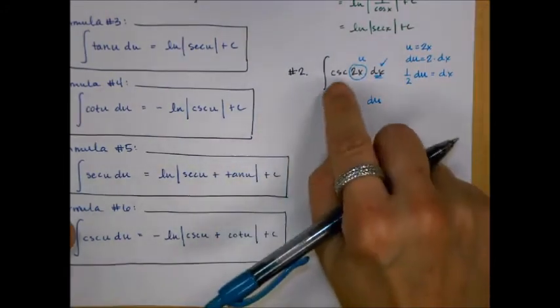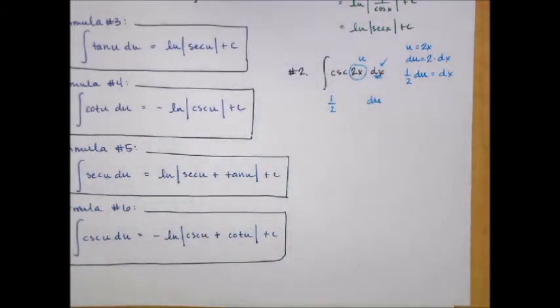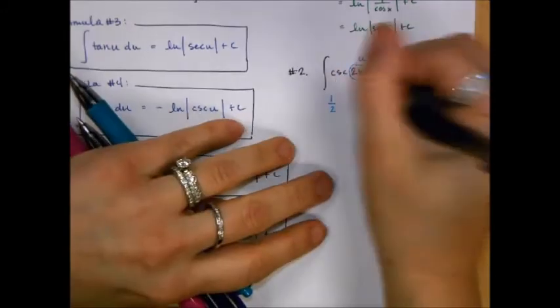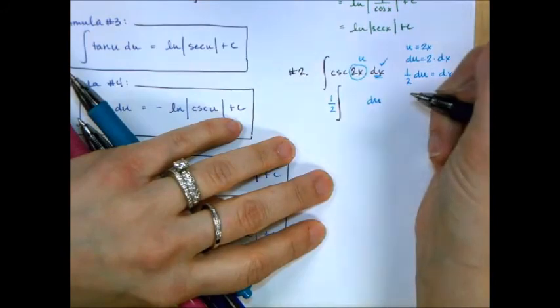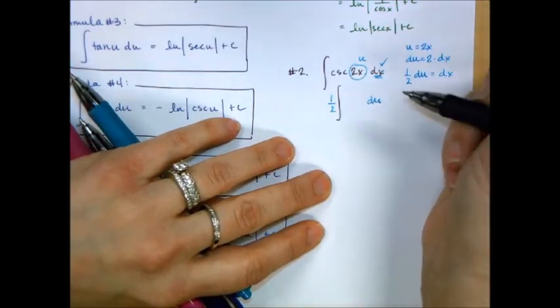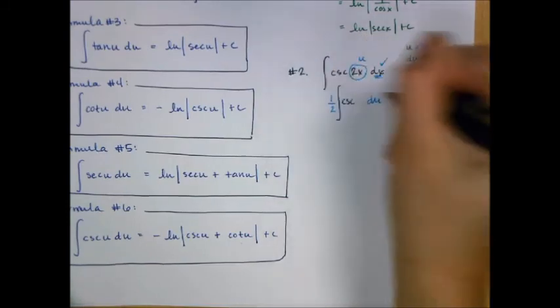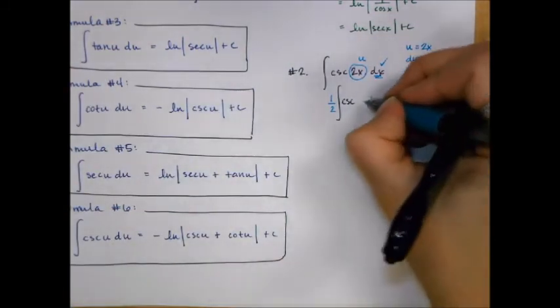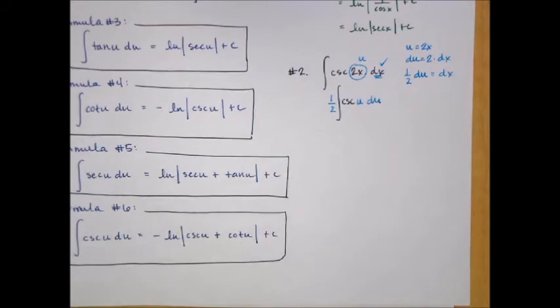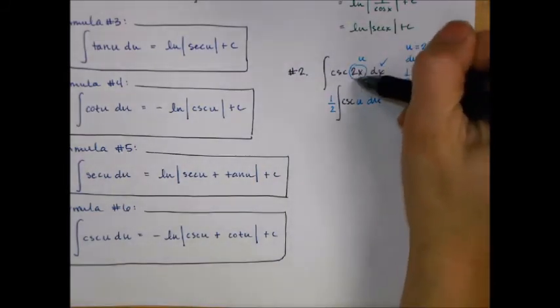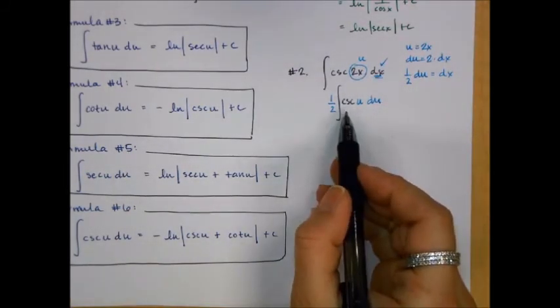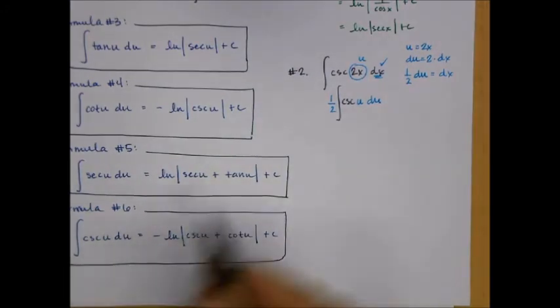I think a lot of people feel like when they're substituting with a trig integral that you should always be taking the place of the trig function. So that doesn't always happen. It sometimes happens. In this case, it's taking the place of what's inside because I can integrate cosecant. I have a formula for integrating it. We're going to keep that 1/2 coefficient.